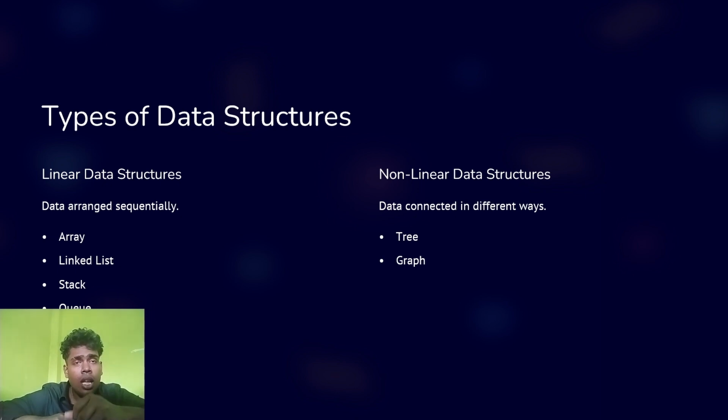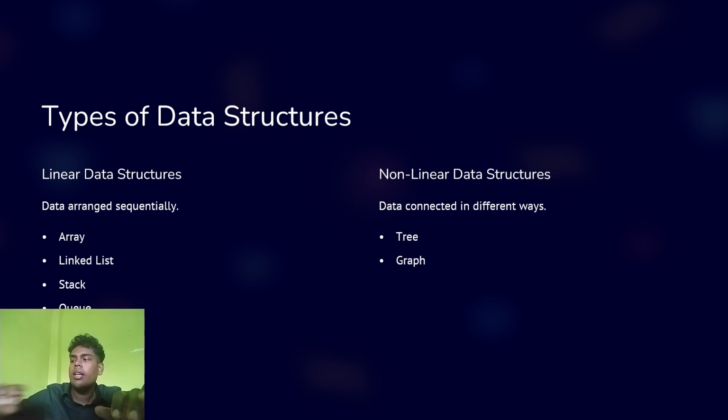Okay, then we will see the next type of data structure, the non-linear data structure. For non-linear data structures, tree and graph are examples. A tree is like a family tree. That means there are parents and also children. That's a tree. Also, a graph is used for social networks like Facebook. Okay, that is a real world example.